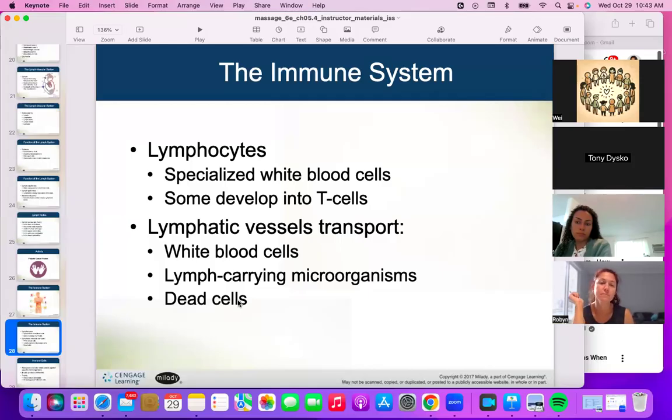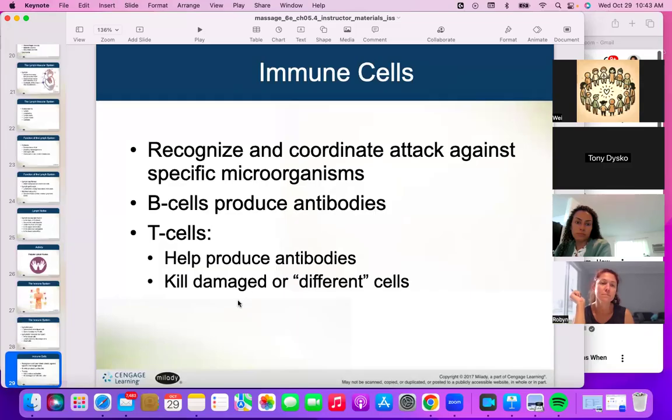Your immune cells are lymphocytes, B cells, and T cells. These three are your main immune cells. The immune cells recognize that a cell is not of the body, so they coordinate an attack against the specific microorganisms, okay? B cells produce antibodies, so it's like they're the factory. The T cells are responsible for helping the B cells make antibodies for killing damaged or different cells within the body.